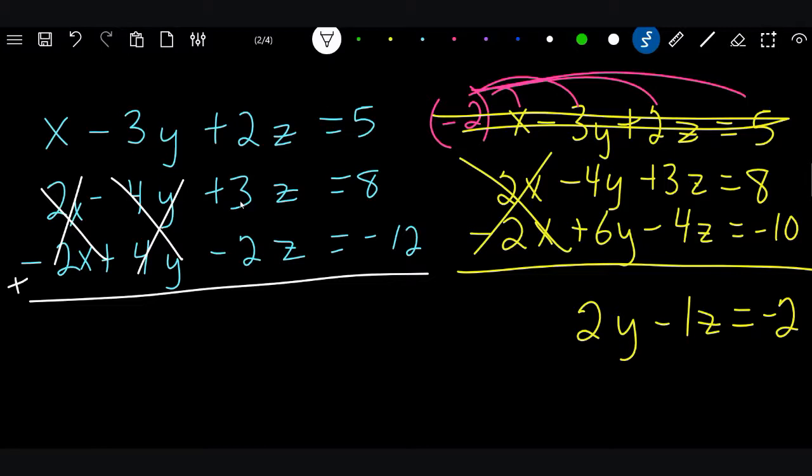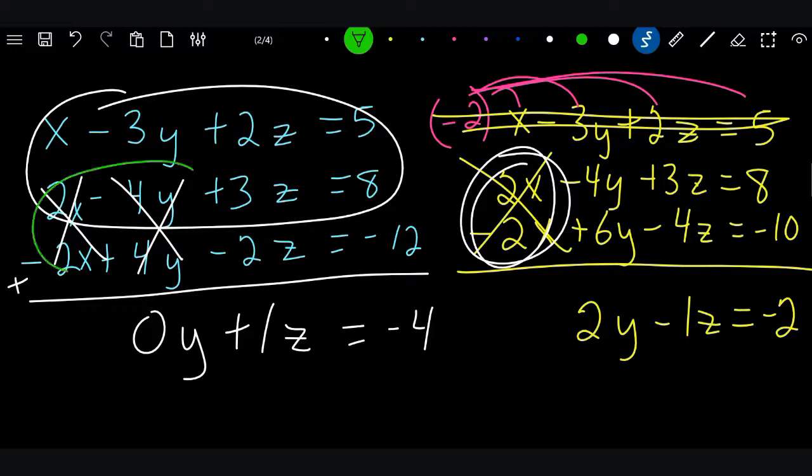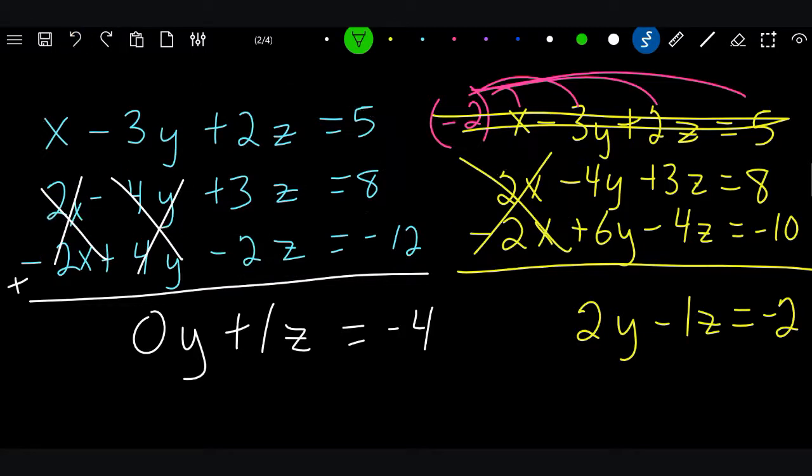What I actually want is my y term, so I'm going to put 0y, but that's fine. You'll see in a second what that does. And then I'm going to get a positive 1z, and then here I'm going to get a negative 4. All right, so there are my two new equations. In other words, from both 1 and 2, I eliminated the x. And then from 2 and 3, I also eliminated the x.